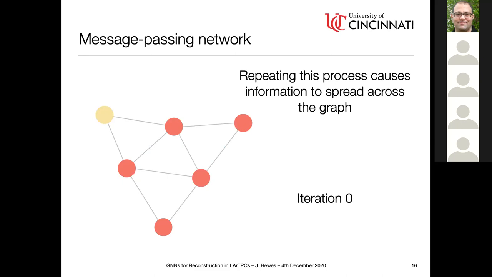If you imagine the features of this one node I've highlighted in yellow, after one full pass through this network architecture, information from that node has been passed across those edges to the ones it's connected to. So after iteration one, that information has spread. If I now iterate the network again, that information has passed through to those neighboring nodes again. You can imagine for a larger graph, as you go through more and more iterations, information can travel further and further. And you can start to use the context of the graph as a whole to classify local regions within it. So that's effectively how this kind of model works.